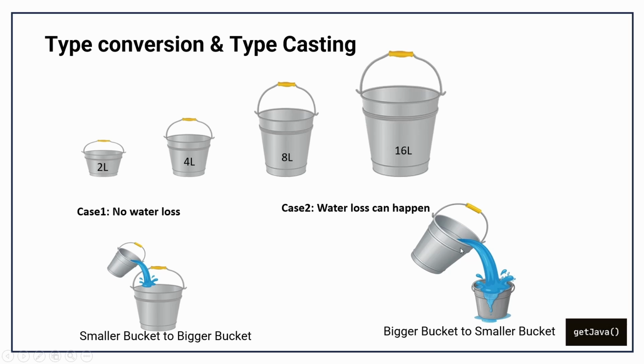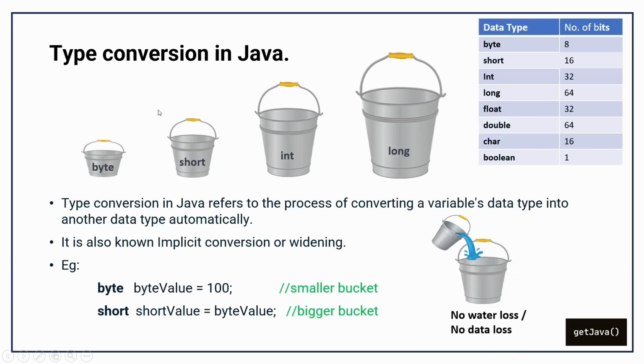In context of Java, the case in which there will be no water loss is called type conversion, and the case in which water loss can happen is called typecasting. Now let's see how it happens or how it works in Java. So let's first see type conversion in Java.